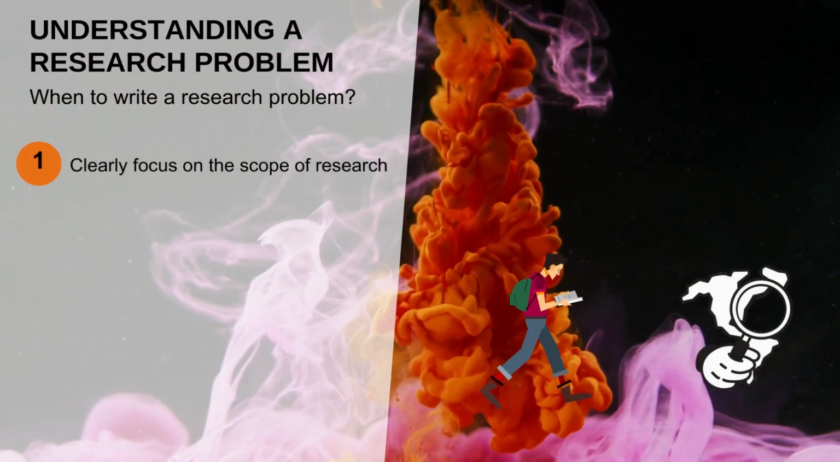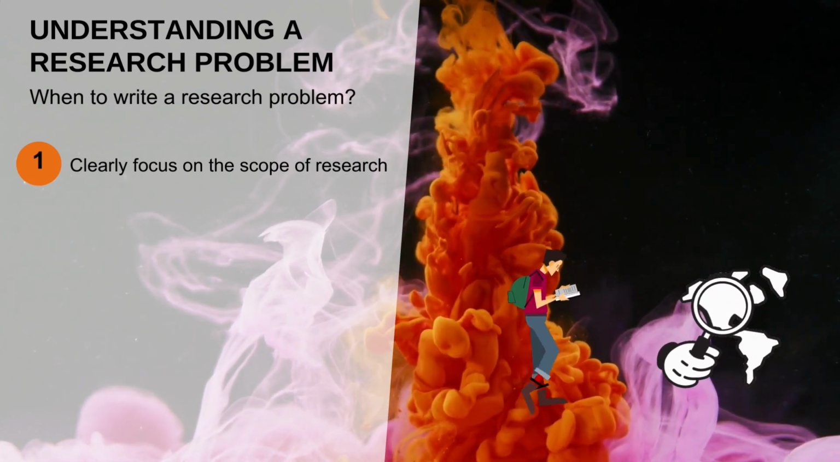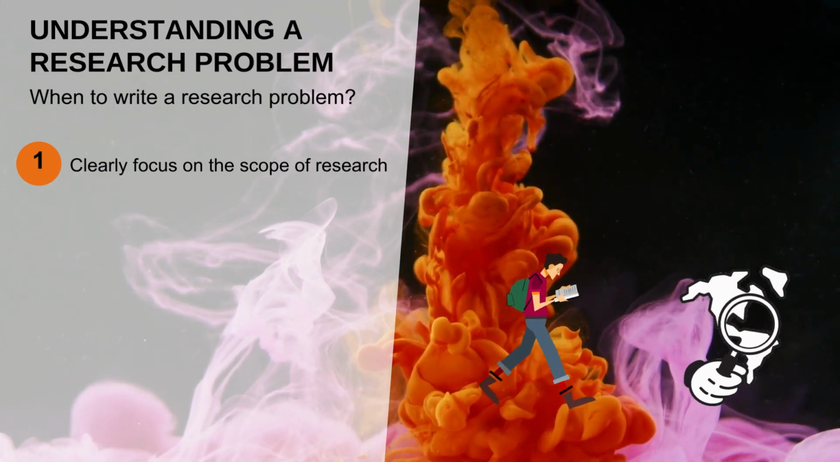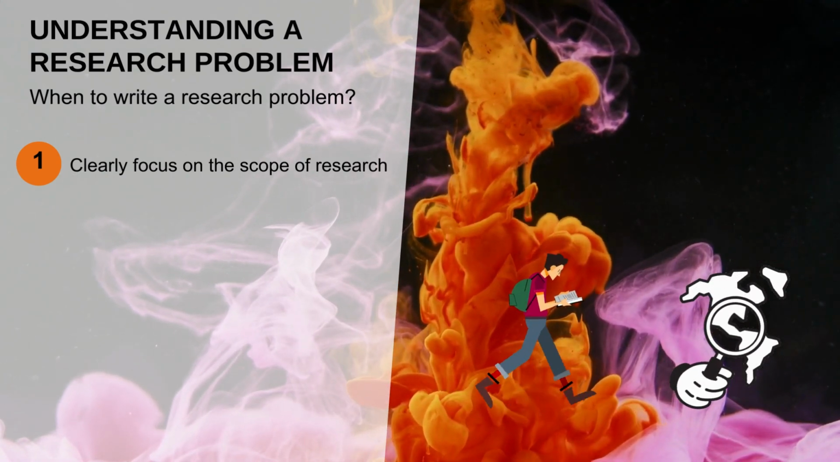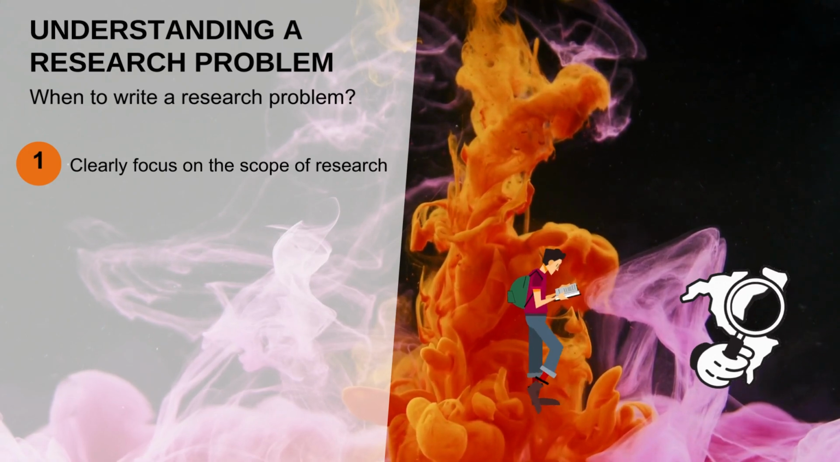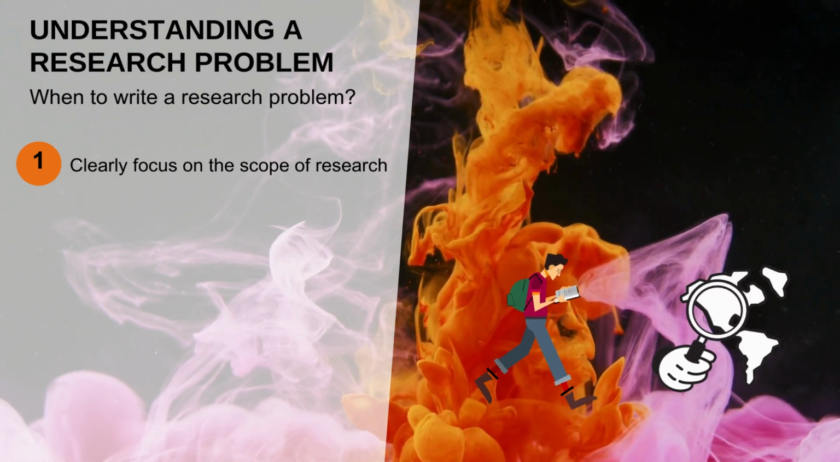First, when the researchers clearly focus on the scope of the study. A research problem should be written at the beginning of a research project to establish the specific focus and scope of the research. It helps to clearly outline the main objective and direction of the research.